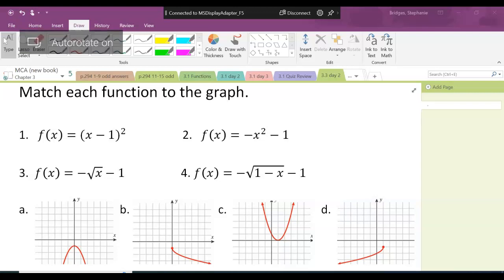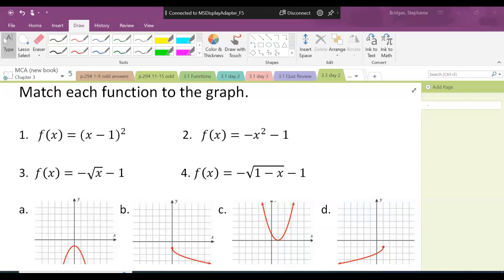Okay, so first of all, I have two types of functions. Questions 1 and 2 are the same type of function, just with some adjustments made to it. And then questions 3 and 4 are also the same type, again, with just some adjustments made to it. In the first one, it is x to the what power?